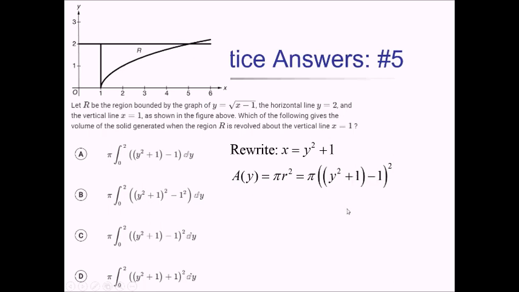So then I can write my volume as pi times the integral from 0 to 2 of all the rest of this stuff, y squared plus 1 minus 1, the whole thing squared, dy. So let's see here. That's going to be answer choice C.